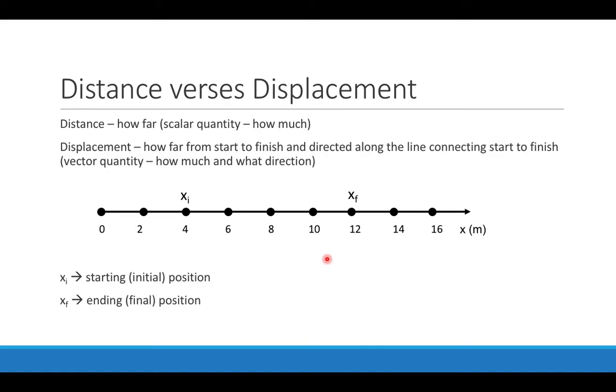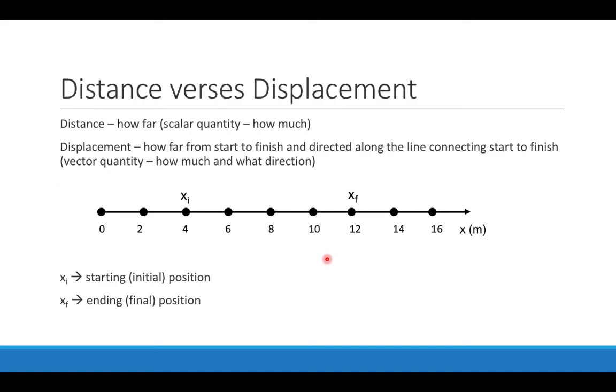So we could talk about our trip to the beach or whatever. It's 100 miles away, and that's our distance covered. That's what we would read on our odometer, for example, when we take our trip. Displacement is a little bit different than distance.